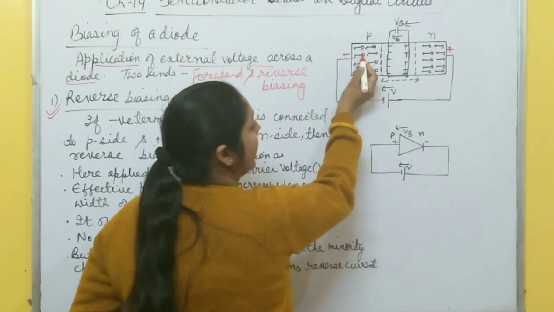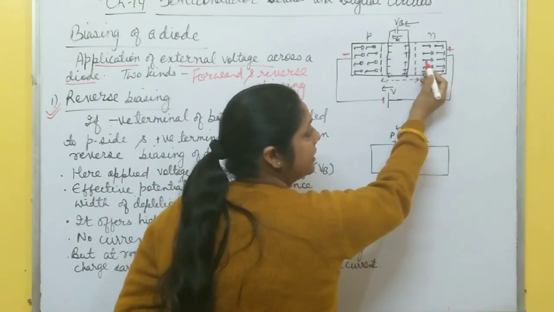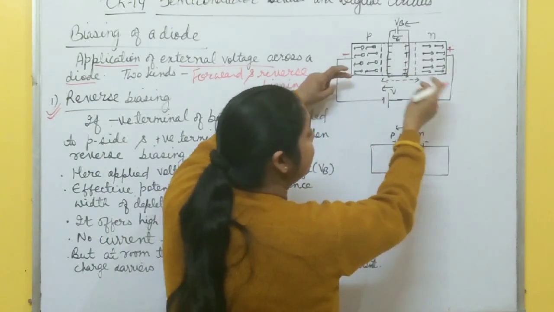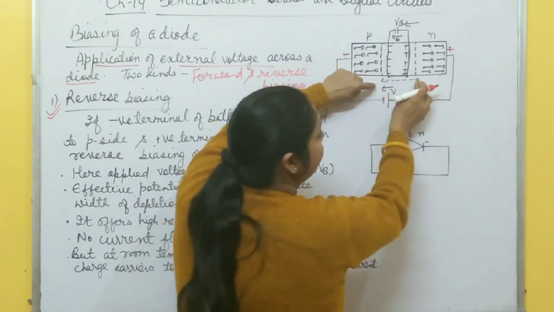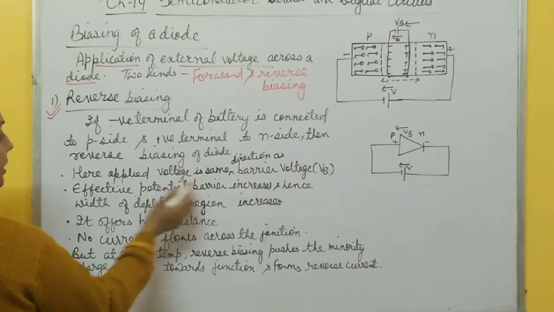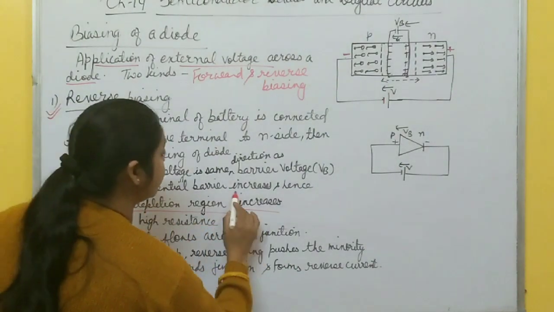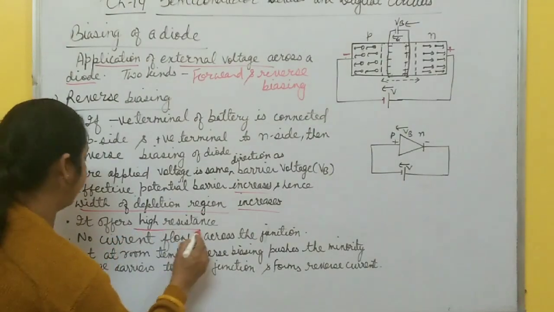These holes are attracted towards the negative terminal and these electrons in the N side are attracted towards the positive terminal. Hence, due to this movement of majority charge carriers towards the terminals of the battery, the width of the depletion layer increases, right? So the effective potential barrier increases and hence the width of the depletion layer also increases. So it offers very high resistance.